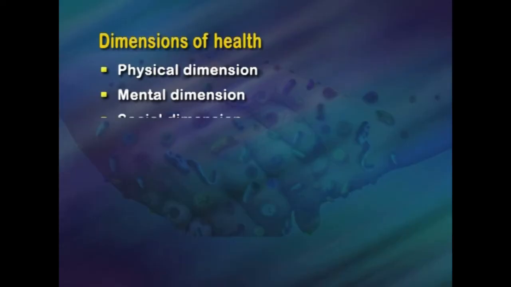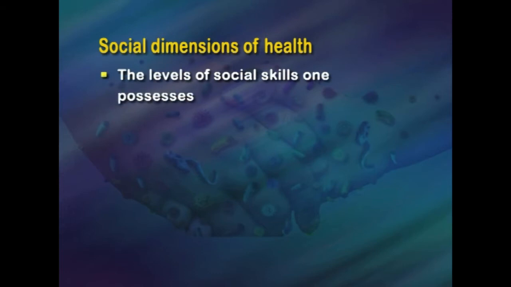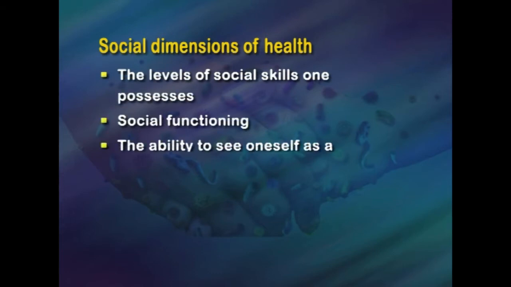Social dimension. Social well-being implies harmony and integration within the individual, between each individual and other members of society, and between individuals and the world in which they live. It has been defined as the quantity and quality of an individual's interpersonal ties and the extent of involvement with the community. The social dimensions of health include the levels of social skills one possesses, social functioning, and the ability to see oneself as a member of society.